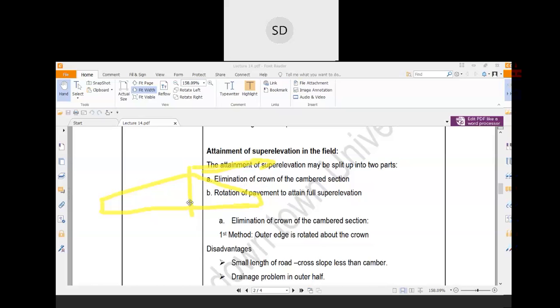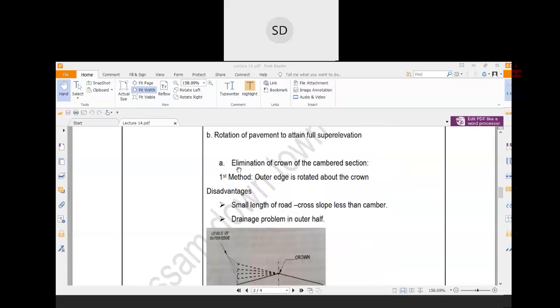Another one is rotation of the pavement to attain the full super elevation. Rotation of the pavement means, suppose one pavement section is there with a particular axis, you rotate that pavement either through the central line or with respect to the inner edge, until you get the full super elevation. These are the two methods of attaining the super elevation. The first one is elimination of the crown of the cambered section.